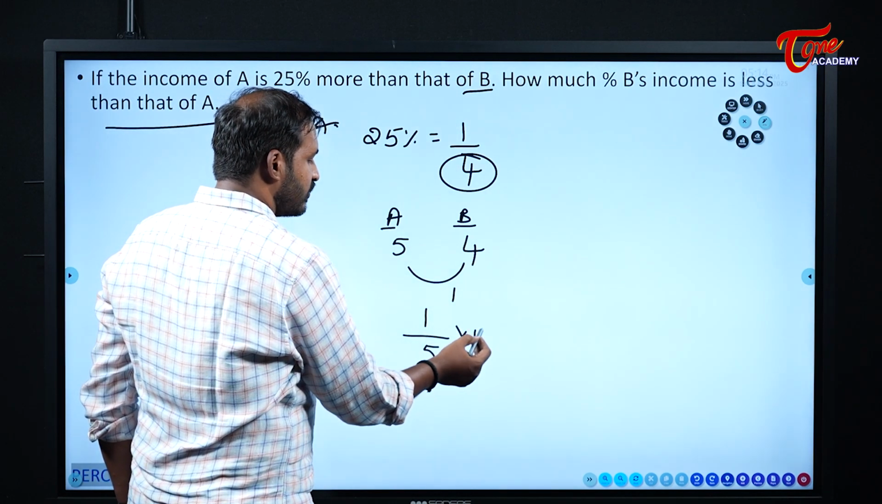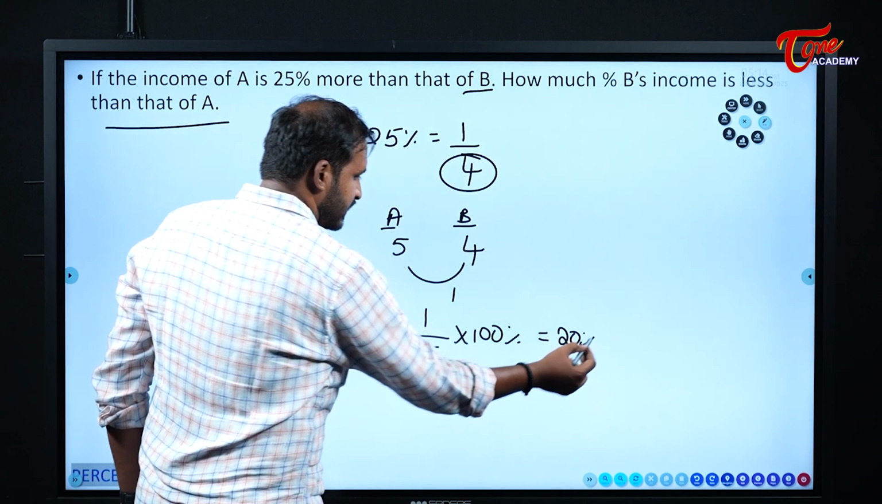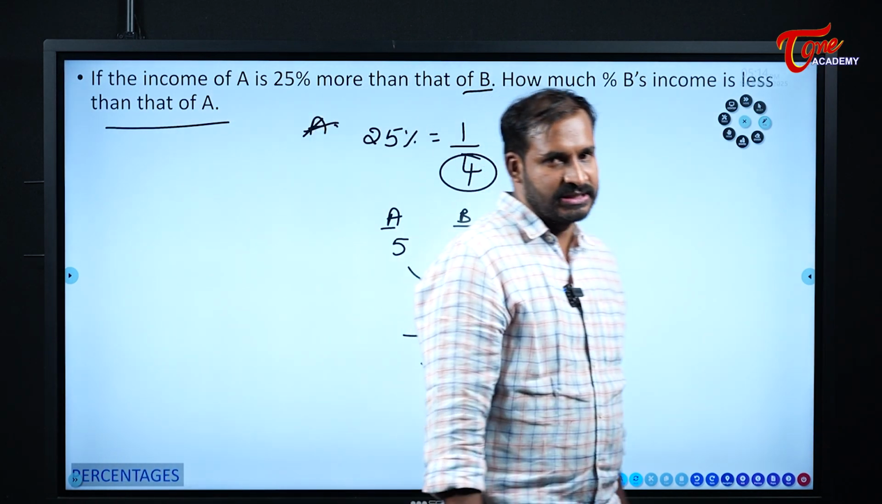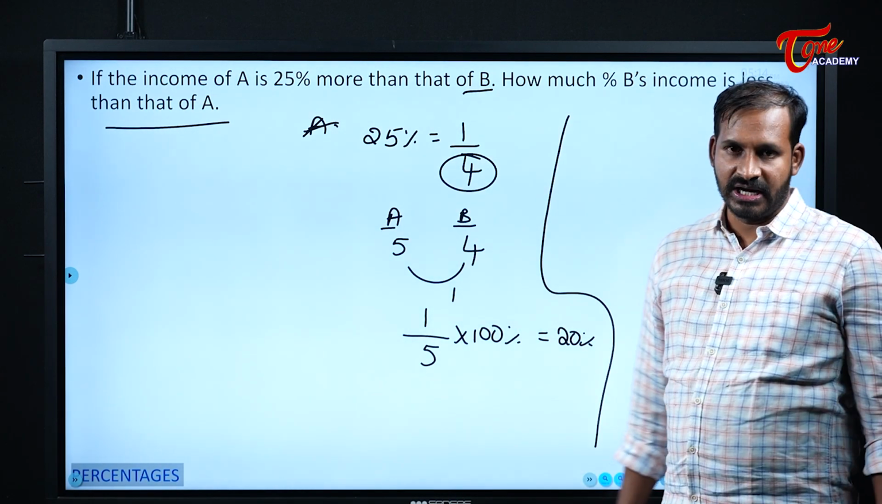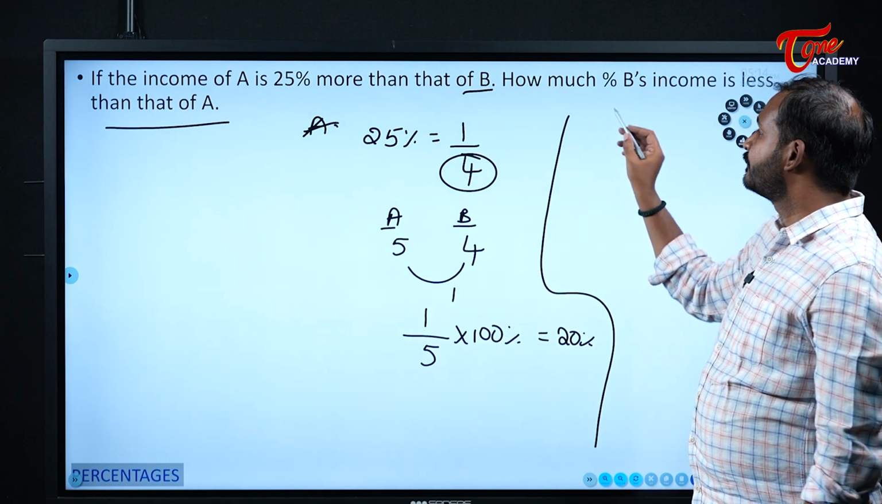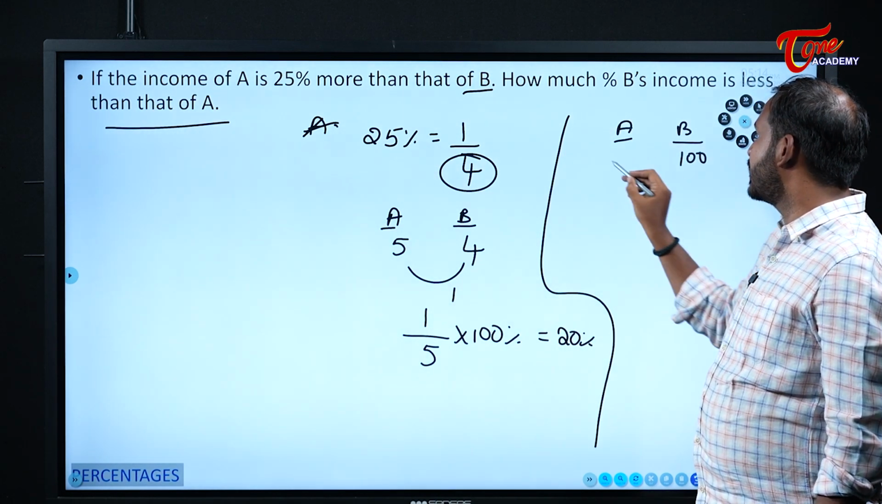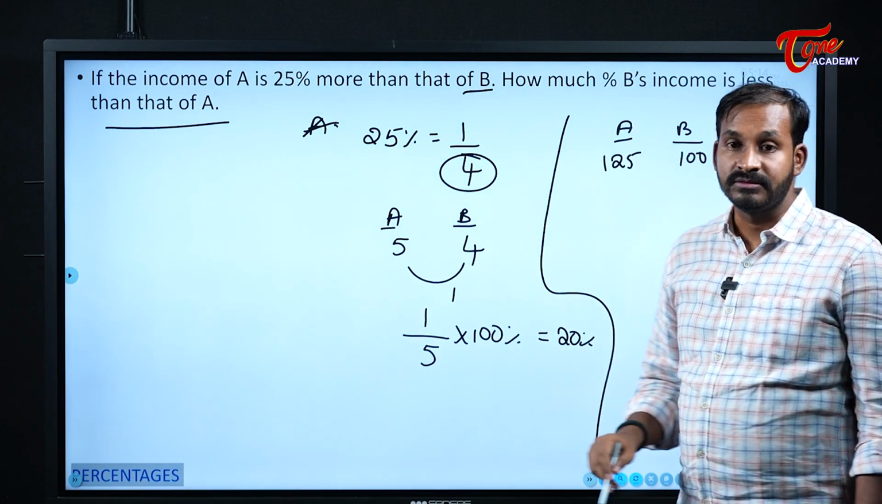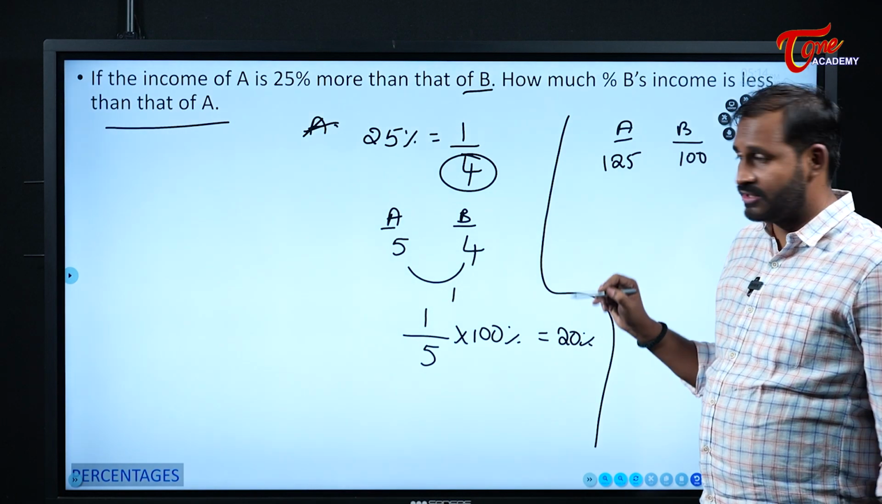Into 100%. Or directly, 1 by 5 means what? We can say it is 20%. Not only this, we have seen in our last session how to find this one also. A and B, there are 2%. If B is 100, what about A's salary? 125. We have seen. Why? Because 25% more. So you can also apply this technique here.